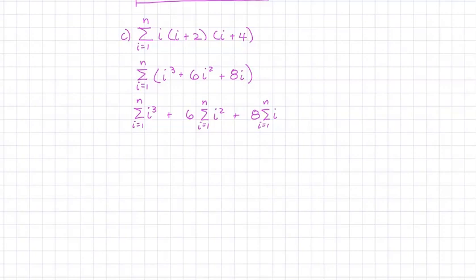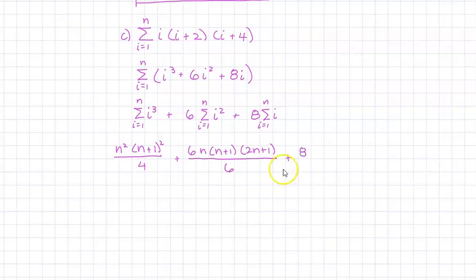So the first one, going back to the formulas, n squared times (n plus 1) squared over 4. And then we have the 6 as our coefficient, so I'm just going to put that in the numerator. But then it's (n plus 1)(2n plus 1) over 6. And then I have the 8 that I factored out, but then the summation of i is (n plus 1) over 2.